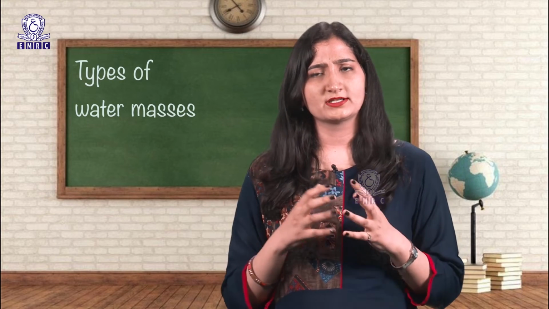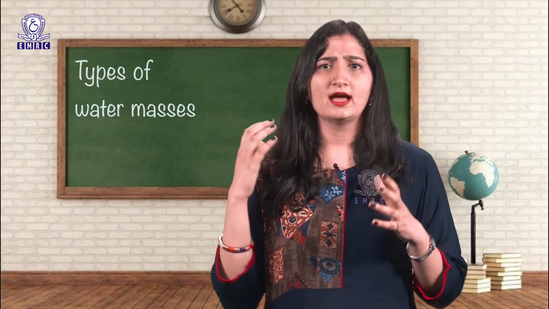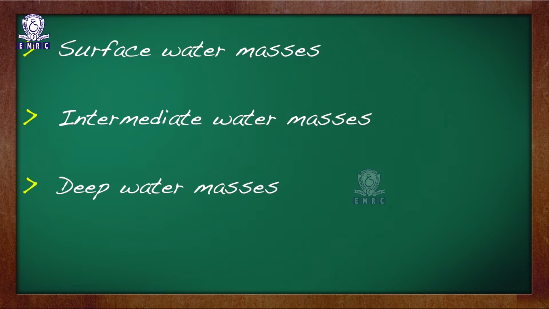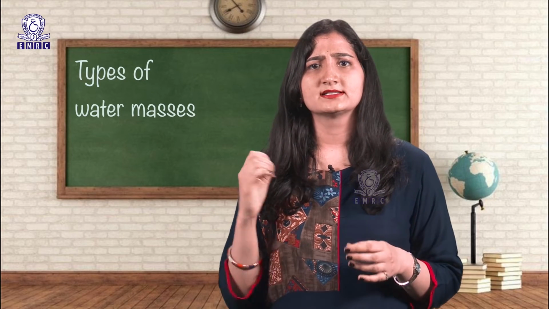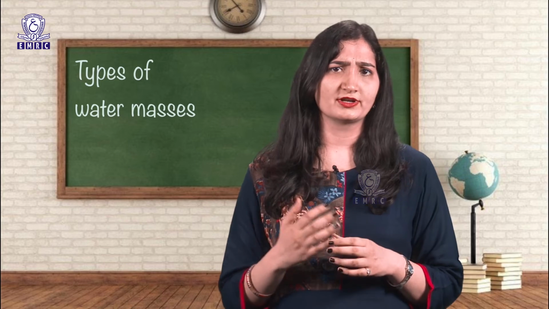Types of water masses. Water masses are classified according to Sverdrup, an eminent oceanographer, in the following manner: surface water masses, intermediate water masses, and deep water masses. Remember that some of the water masses have been given different names by different oceanographers.